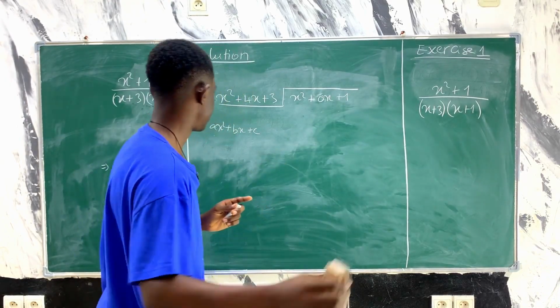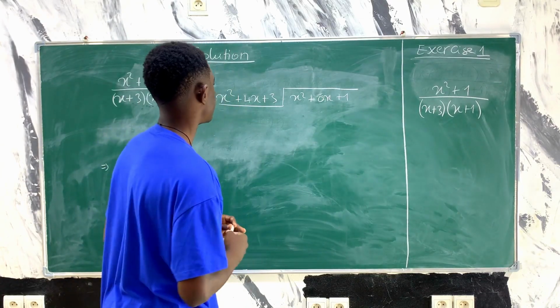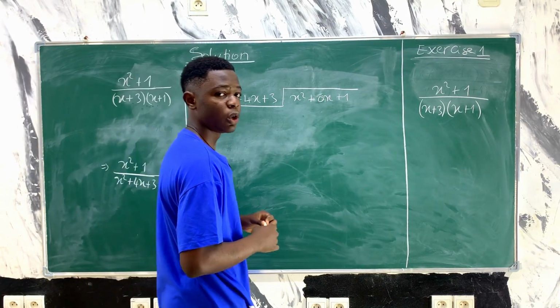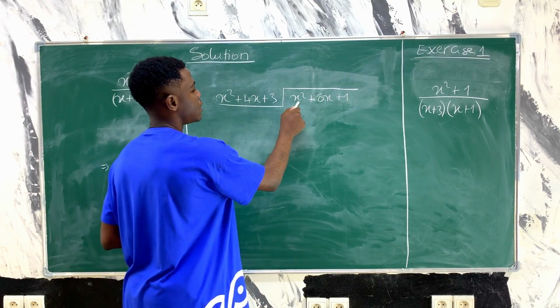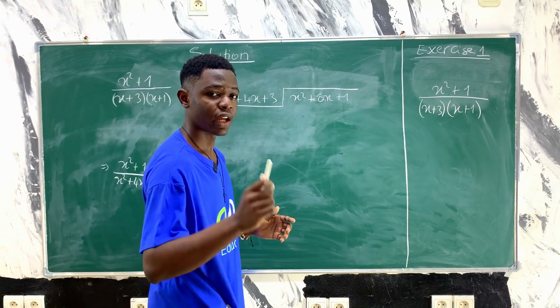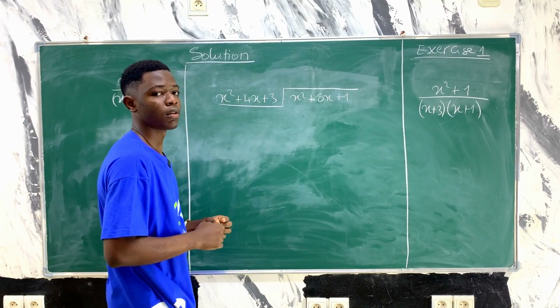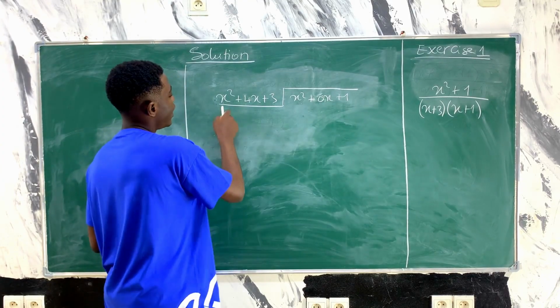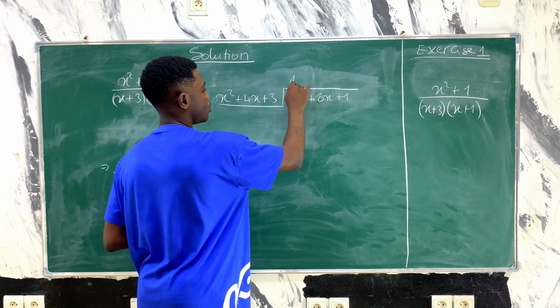So having it like this, I wrote the long division. As we said earlier, we look at the first term here and the first term here. We have x squared here and x squared here. What can I multiply this x squared by to have x squared? I can say that x squared times 1 gives me x squared. So I put the 1 here.